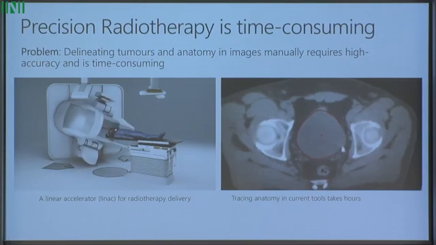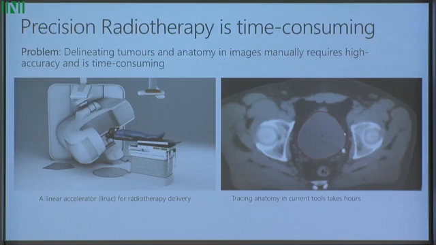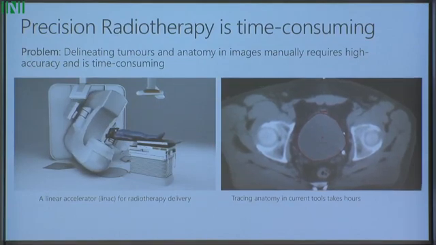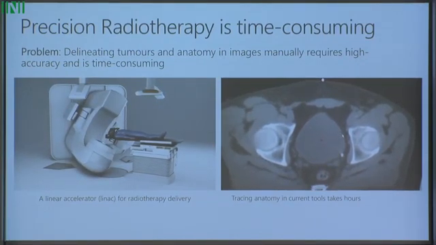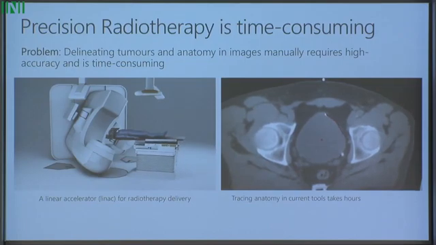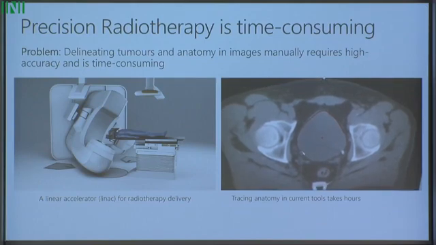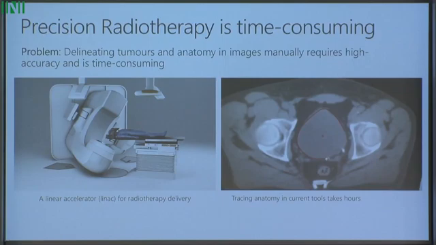In radiotherapy, we use a linear accelerator, LINAC, for radiotherapy delivery, as shown over here. The LINAC requires an execution plan in order to maximize the radiation dose over the cancer cells and minimize it on the healthy tissues. So how do we create this plan?